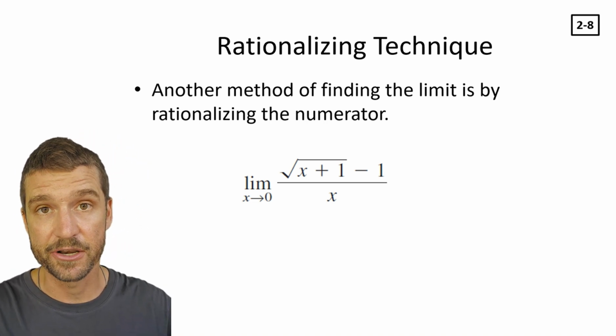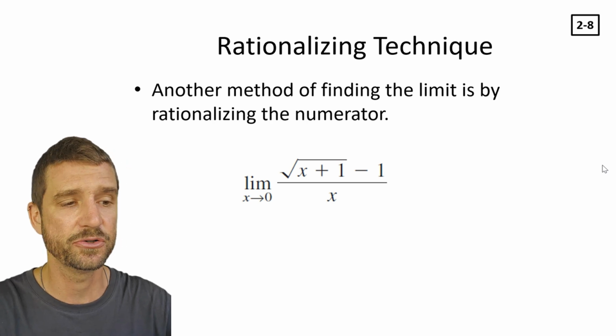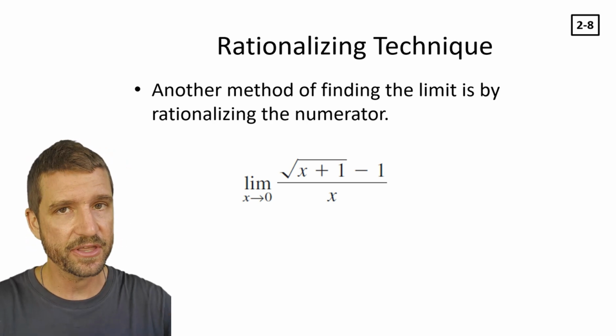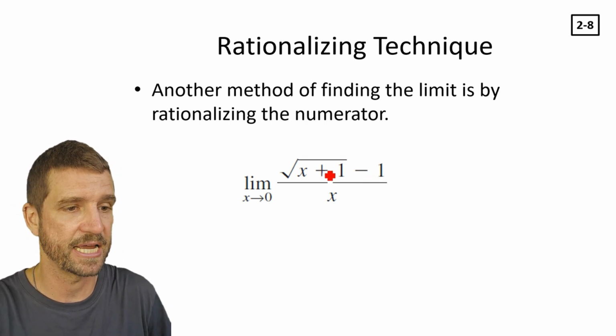So the function is discontinuous, all right? So we're going to need to do some more work. There's nothing here that can be factored. So what we're going to do here is rationalize the numerator. Okay, so how do we rationalize the numerator?